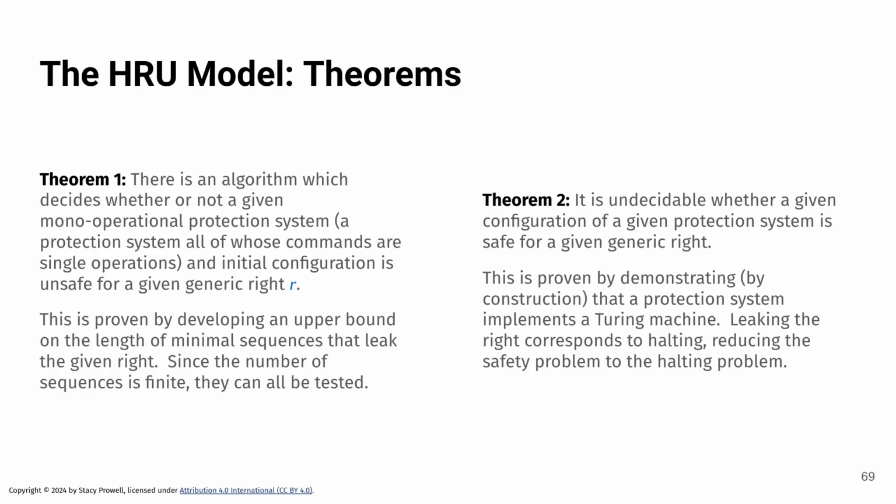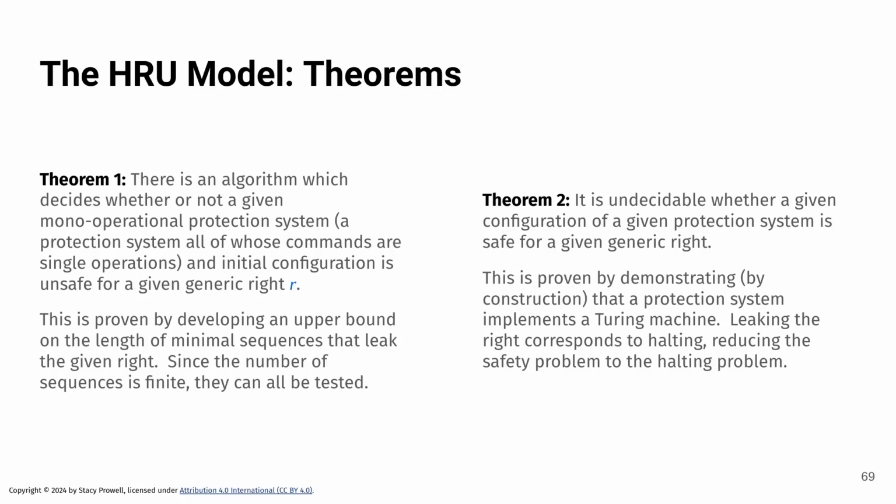Theorem 2 is a little more interesting, maybe. Theorem 2 says it is undecidable whether a given configuration of a given protection system is safe for a given generic right. Wow. This says, you know what? You start adding just ordinary, whatever commands you want to your system and give it up. We can't decide. Now, there are some models that come after this that do their best to recover the ability to analyze it, but this theorem is strong and it persists.